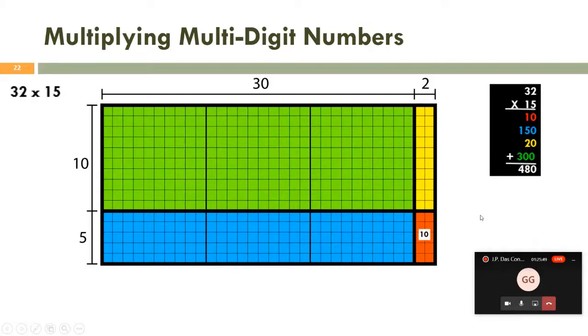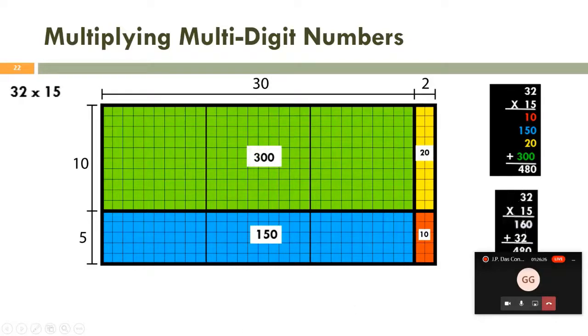And actually, I could also be using Dienes blocks, and that would be the 10 little cubes. If I multiply the 5 times 30, that's 150. And I could be representing this by using the rods. If I multiply the 10 by 2, again, that's 20. That's 2 rods. And 10 multiplied by 30, it's 300, which actually gives me the 480.